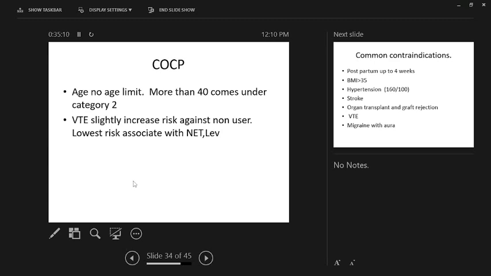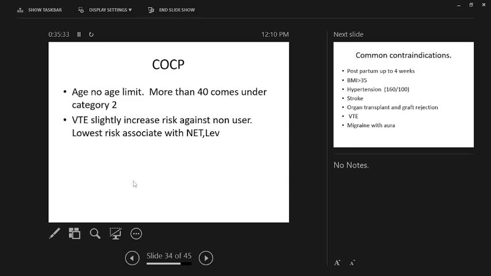And a couple of years back, there was a practice that it was contraindicated to prescribe combined oral contraceptives to women over the age of 40 years. But it is not. There is enough and more evidence that it is quite safe to prescribe to women after 40 years as well.